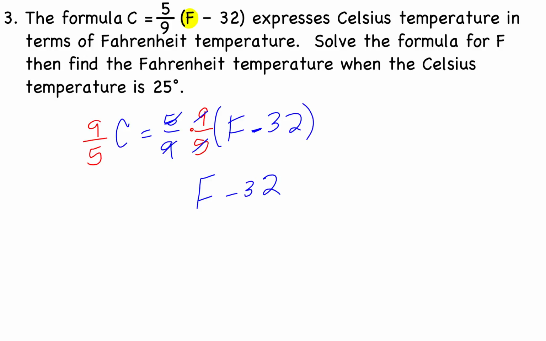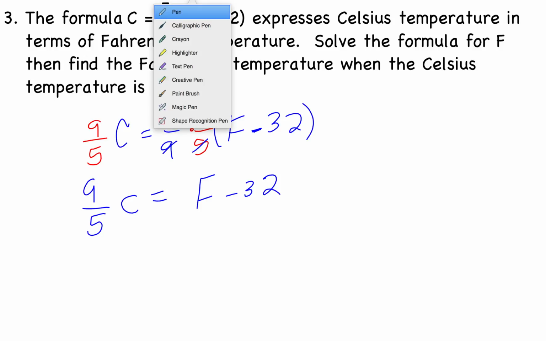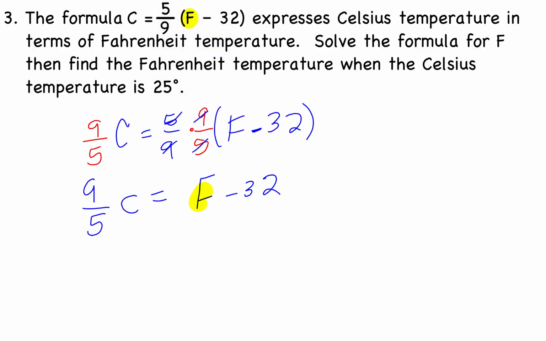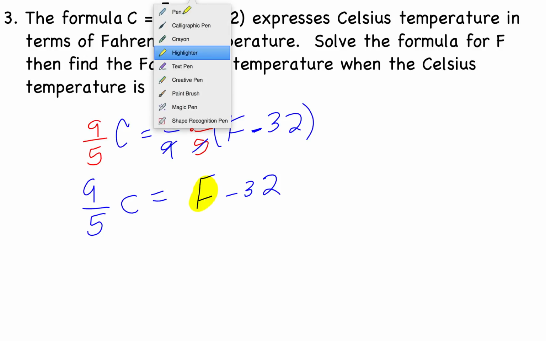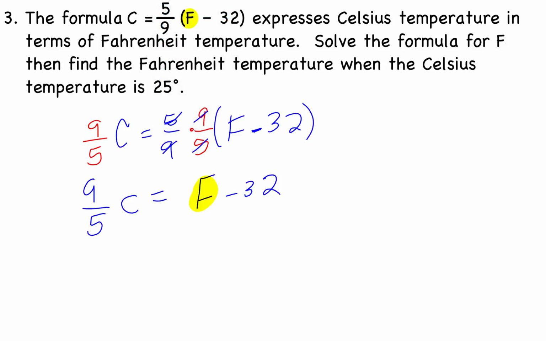So I don't need the parentheses anymore. And over here I have 9/5 times C. My goal is to get F alone. So F is being subtracted by 32, so we want to get rid of that minus 32 and we want to add 32. Okay, so we want to add 32 to both sides. Now, when I do that on the right, they add to 0, and I just have F alone, which is what I wanted.